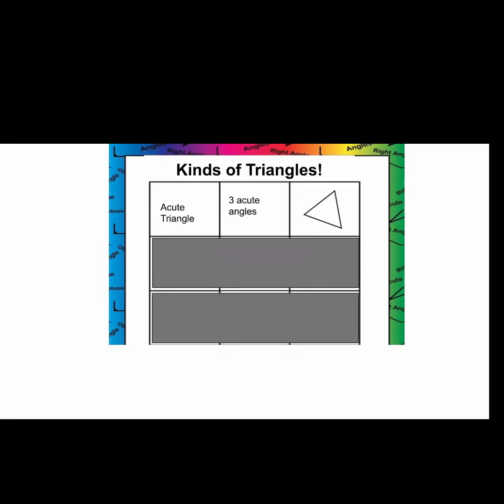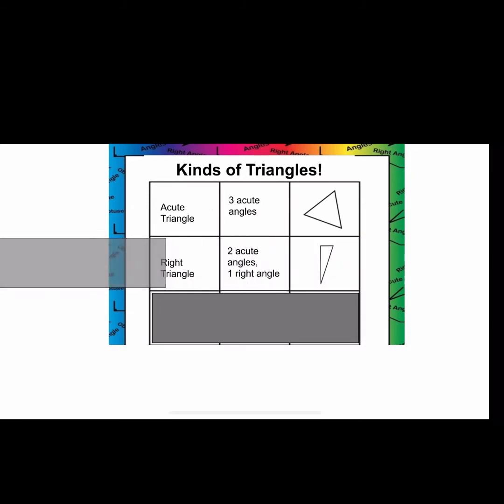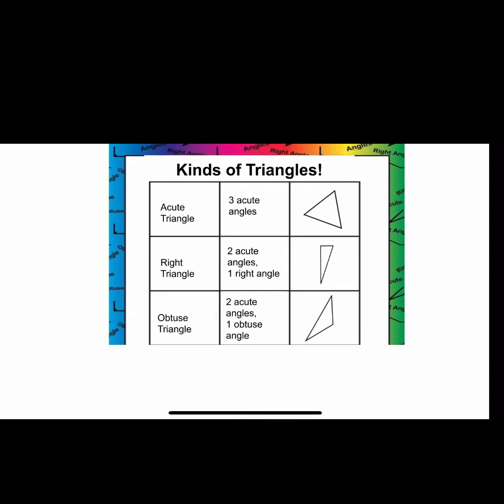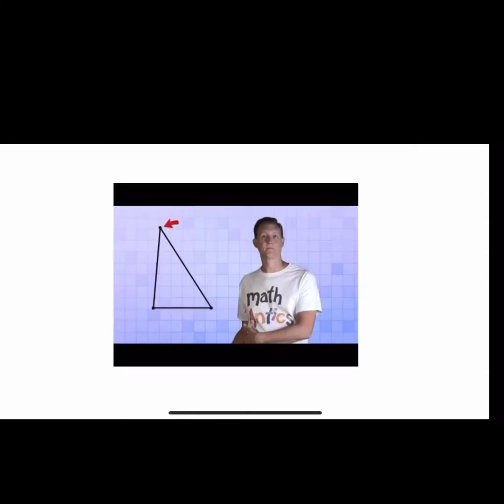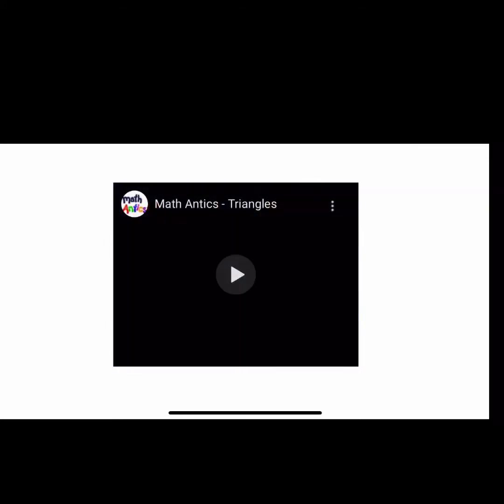Acute triangle, 3 acute angles. A right triangle has 2 acute angles and 1 right angle. An obtuse triangle has 2 acute angles and 1 obtuse angle. Let's watch this video to learn more.